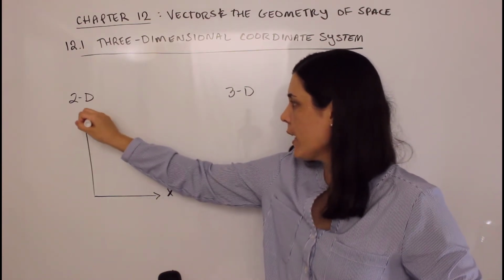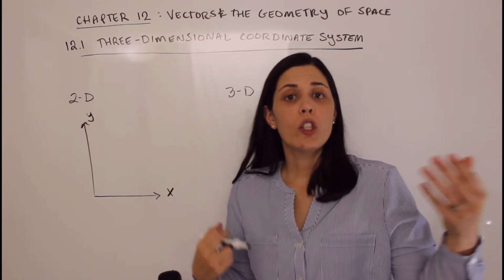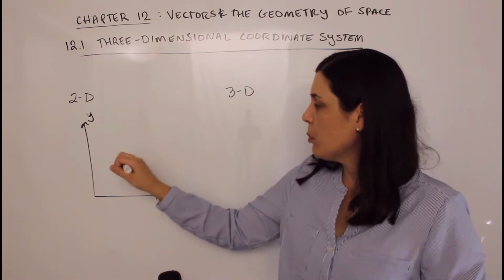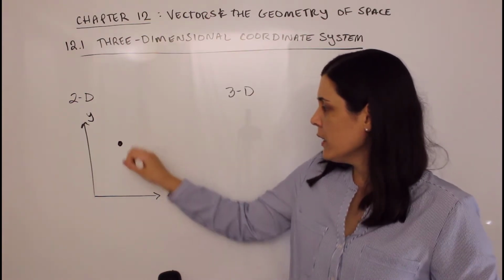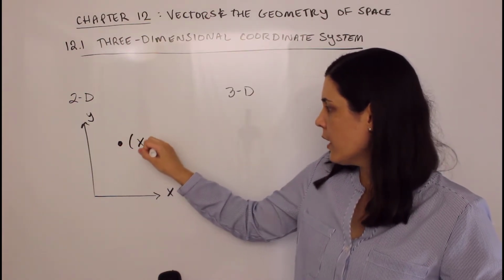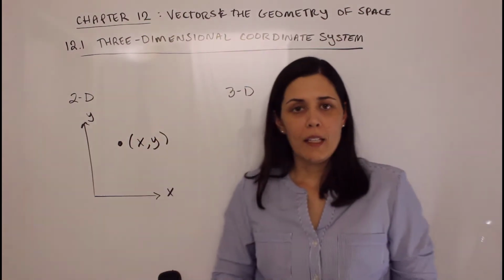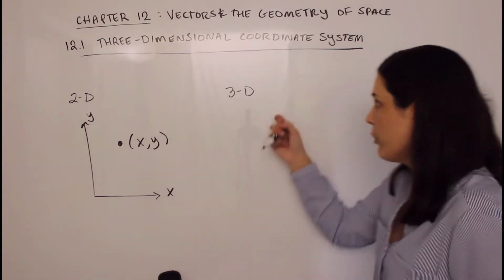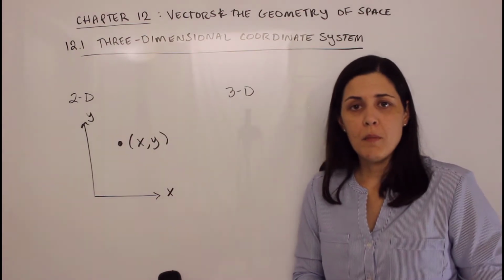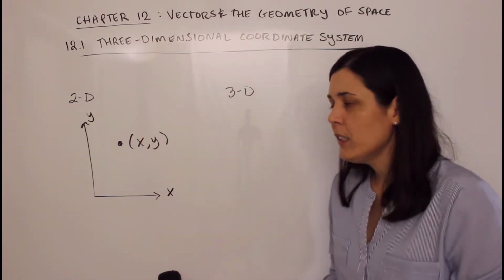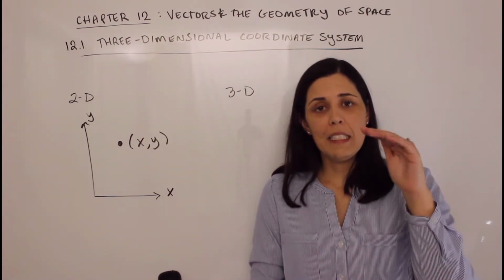In 2D, if you were to graph points or plot a function, you would have an x-axis, a y-axis, and then you would have ordered pairs to find points in this plane. So if I found a point like this, it's because I knew there was an x and a y to locate that point. Now, in the three-dimensional coordinate system, we still have an x and a y axis, but now we have a third one, which is the z axis.